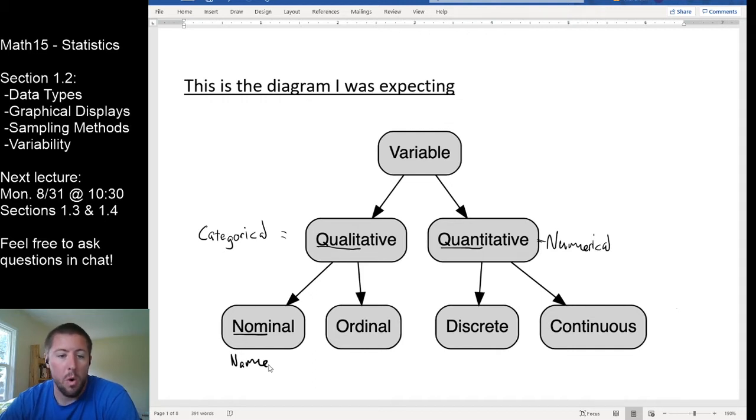Other things are ordinals, things that give order to something. If we're talking about places that somebody came in a race, then we've got first, second, and third. Those are still categorical. I still can't measure a difference between first, second, and third, but I do know that first comes before second and second comes before third.